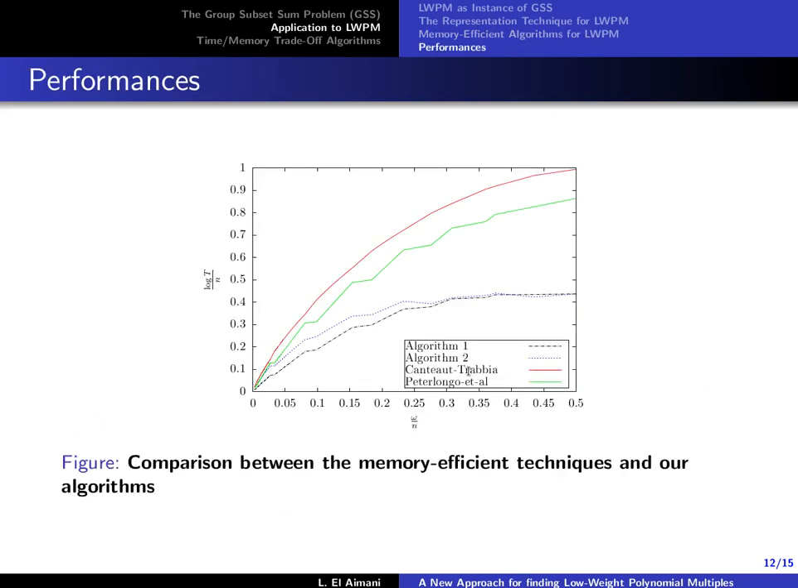We compare in this figure our algorithms with the memory-efficient techniques for solving the low-weight polynomial multiple problem. The x-axis denotes the relative weight, and the y-axis denotes the relative time exponent. So we can see that both our algorithms, algorithm 1 and algorithm 2, outperform for almost the entire range of omega over n.